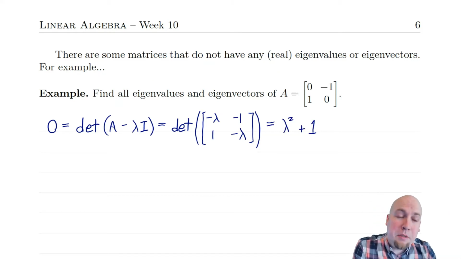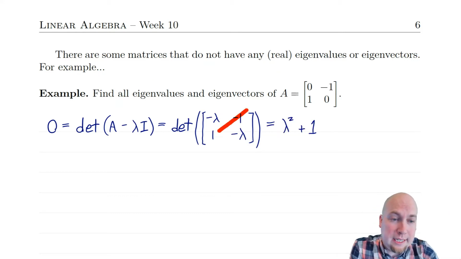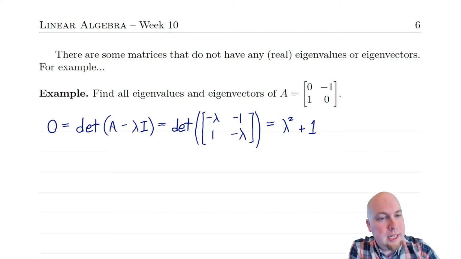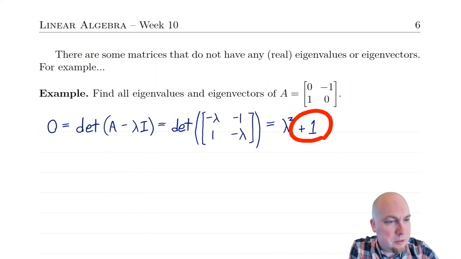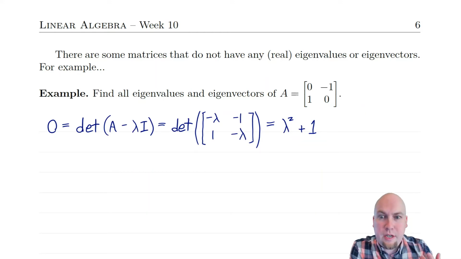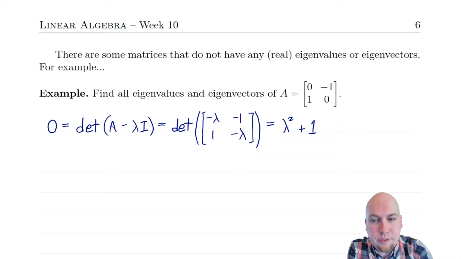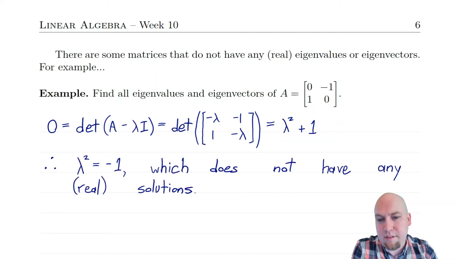You compute that determinant, forward diagonal minus backward diagonal, so it's going to be minus lambda times minus lambda, which is just lambda squared. The minuses go away, double negative. And then another double negative here because you subtract the backward diagonal, so you subtract minus 1, in other words, you add 1. So to find the eigenvalues of this matrix, we set lambda squared plus 1 equal to 0. In other words, we try to solve lambda squared equals minus 1.